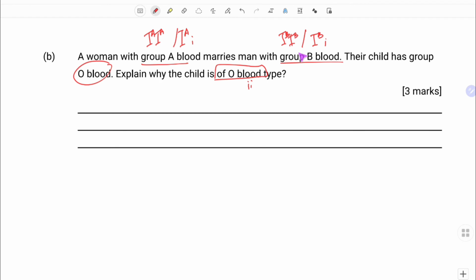So based on information ni kita boleh explain kenapa anak dia boleh menjadi blood group O, iaitu explain start daripada parent dia tadi.